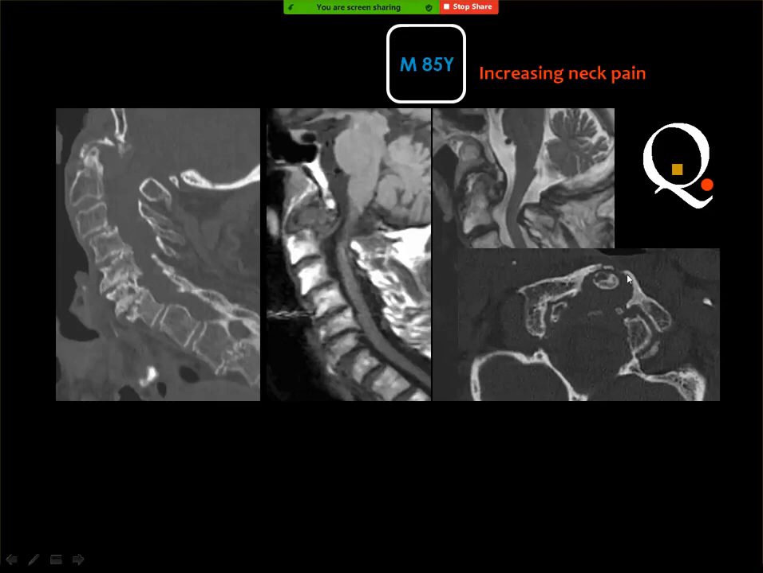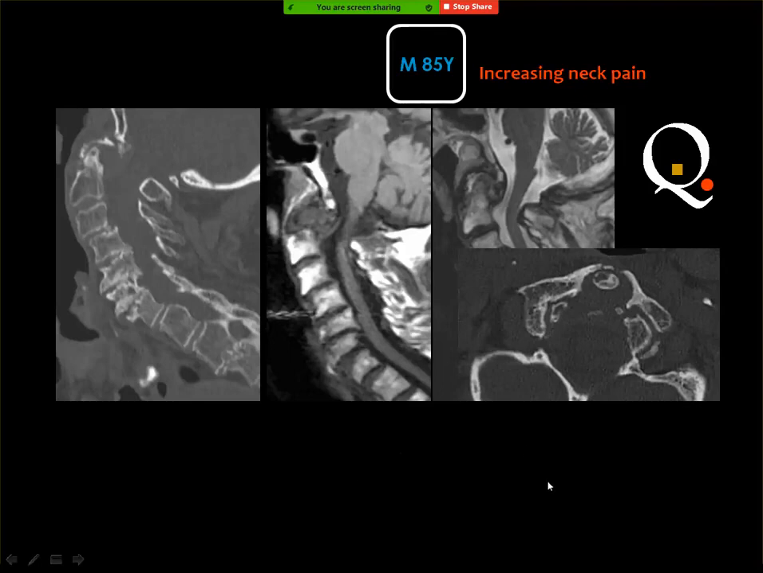Chordoma. Any other possibilities? Rheumatoid arthritis. Rheumatoid is a very good possibility. Other possibilities? It can be metastasis, lymphoma, for example.